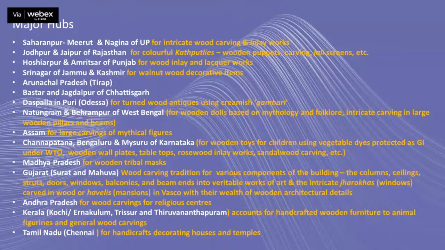And the major hubs where these are produced as a cluster, we have Saharanpur, Meerut, and Nagina in UP, famous for intricate carving and inlay work. Jodhpur and Jaipur in Rajasthan for wooden puppets carving and jali screens. Hoshiarpur and Amritsar of Punjab for wood inlay and lacquer works. And Srinagar in Jammu and Kashmir for walnut decorative items. Of course, Arunachal Pradesh and Bastar in Chhattisgarh. Daspalla in Puri for antiques, and also in West Bengal, Assam, many places are cited here. This gives the impression that the hubs are distributed or represented in the entire cross section of the country. It has got a pan India presence.